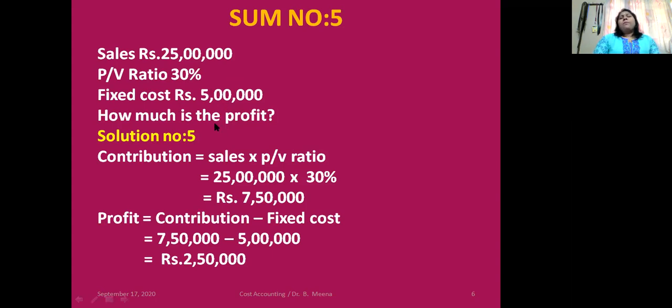Okay, so in this problem, they are asking for profit. We have fixed cost. So have the marginal cost statement. If I deduct the fixed cost from my contribution, I'll come to know the profit or loss. Then I need to calculate the contribution. So how to calculate the contribution? That's why the problem gives these two pieces of information, sales and PV ratio, right?